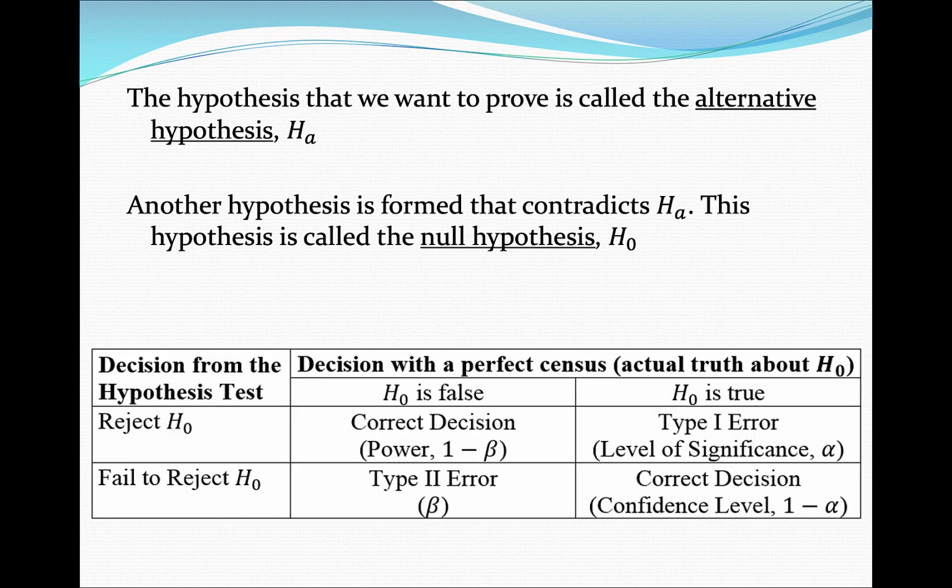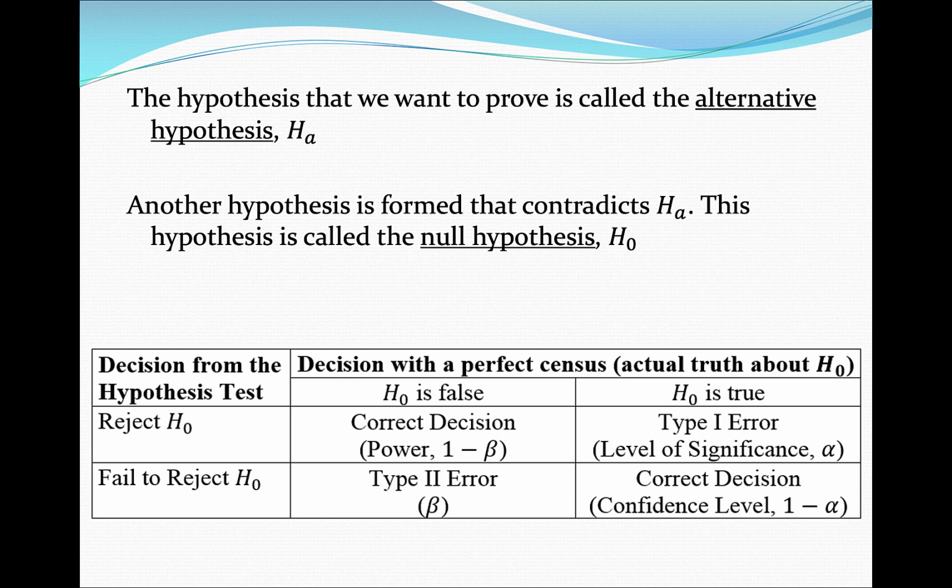So there are some errors that can occur through this process, and probably the easiest way to think about them is to put them all in a table like we have here. The table has a lot in it, but this is a good way to think about the mistakes that can be made when you go through this process of a hypothesis test.